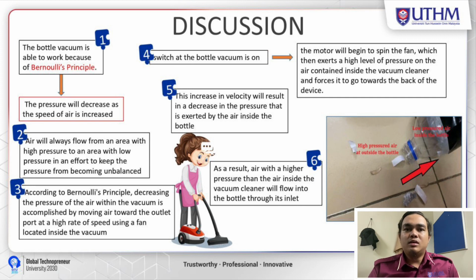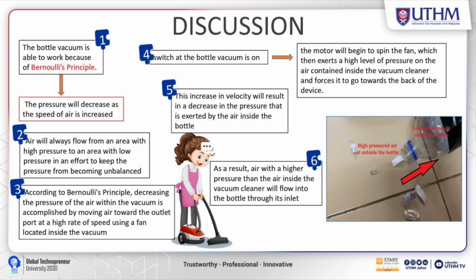Then this increase in velocity will result in a decrease in the pressure that is exerted by the air inside the bottle. As a result, air with a higher pressure than the air inside the vacuum cleaner will flow into the bottle through its inlet.